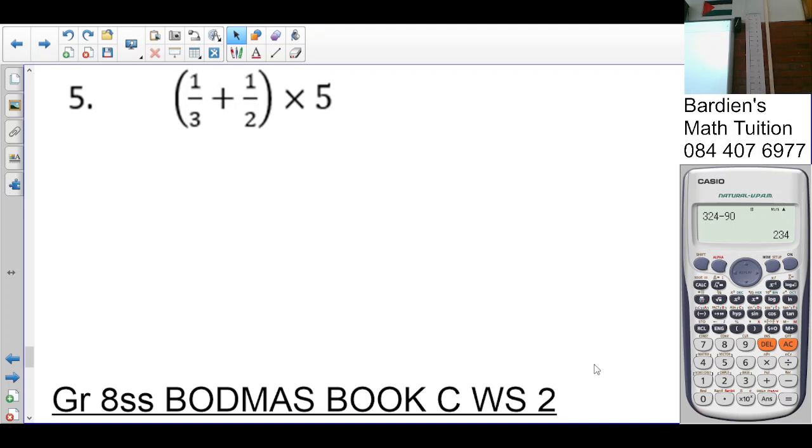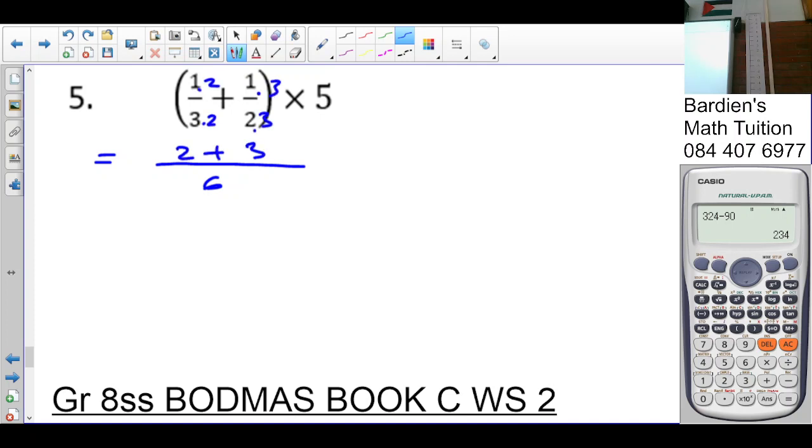But then the electricity is off, okay? So what's my LCM here? 6. I times by 2. We times that by 3. So 1 times 2 is 2. 1 times 3 is 3 times 5 over 1. What's 3 plus 2? 5. So it's 5 over 6 times 5 over 1. Can that 5's cancel? Who says yes?